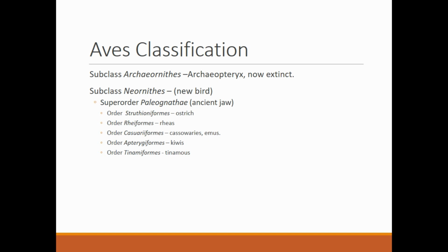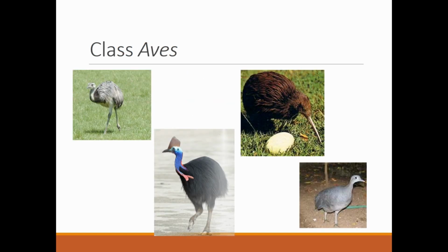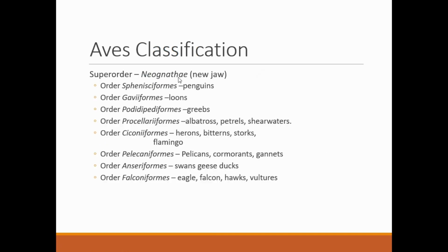Subclass Neornithes, these are the new birds. Superorder Paleognathae, the ancient jaw. Order Struthioniformes, the ostrich. Order Rheiformes, the rheas, flightless birds. Order Casuariiformes, the cassowaries or emus, flightless birds. Order Apterygiformes, the kiwis, and order Tinamiformes, the tinamous. All your flightless birds. So here are some representatives of them: the ostrich, the cassowary, the kiwi. Those are all of your flightless birds.